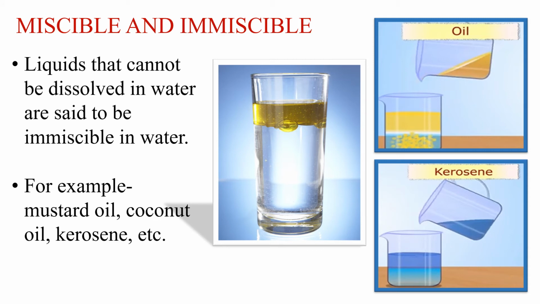Liquids that cannot be dissolved in water are said to be immiscible in water. For example, if we take some oil in water, you will find that it does not dissolve in water but forms a separate layer when kept aside for some time. Mustard oil, coconut oil, kerosene are all immiscible in water.